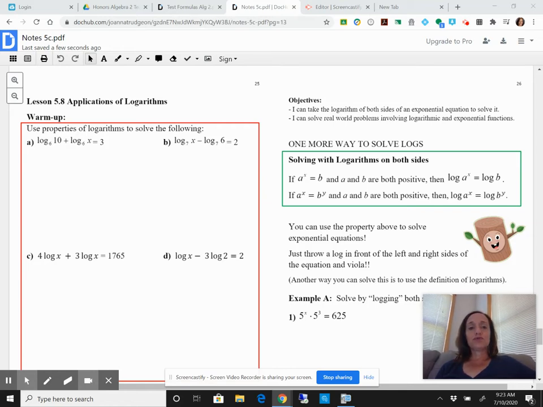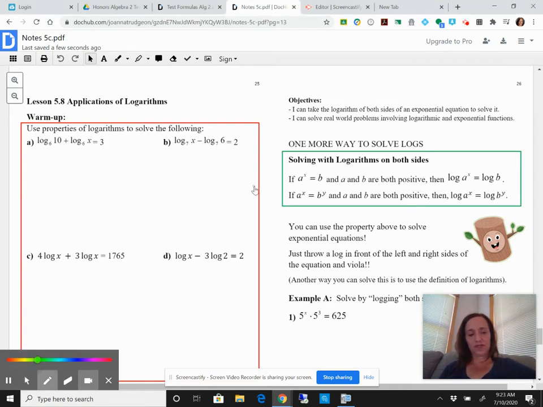For the warm-up, you should be able to do all of these problems on your own. I'll do D with you, and then the rest of them I think you should be able to do on your own. But I'll do D just in case you need the refresher and support. Okay, so for D, I have log x minus 3 log 2 equals 2.